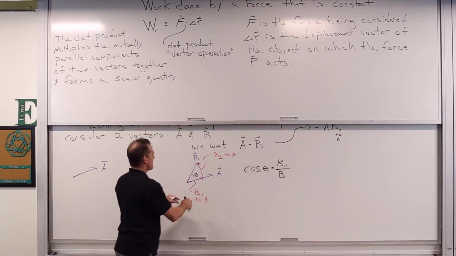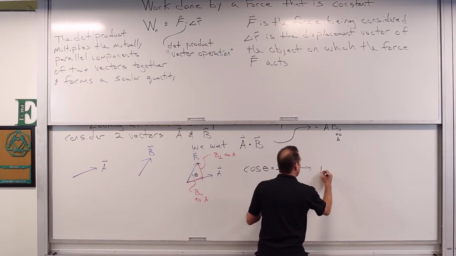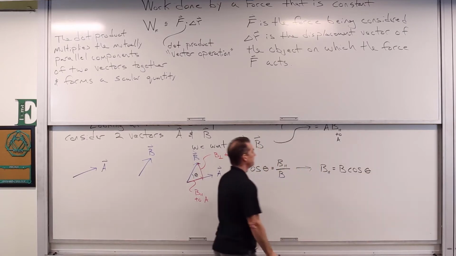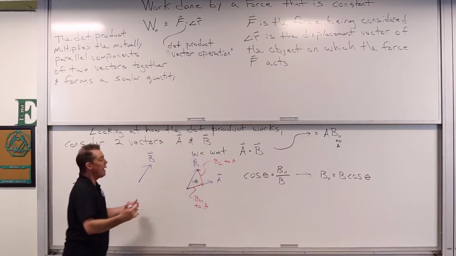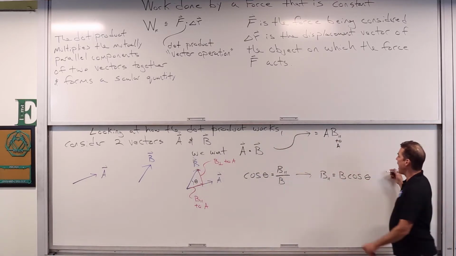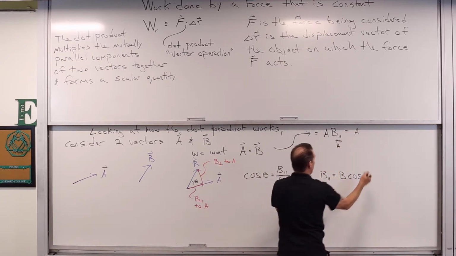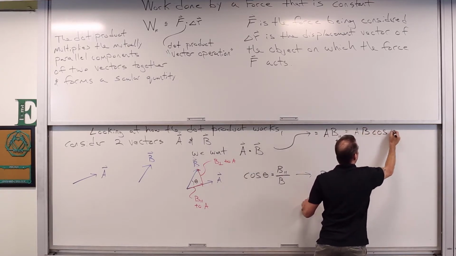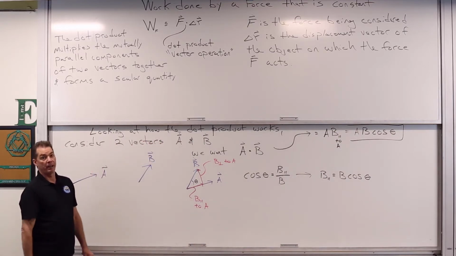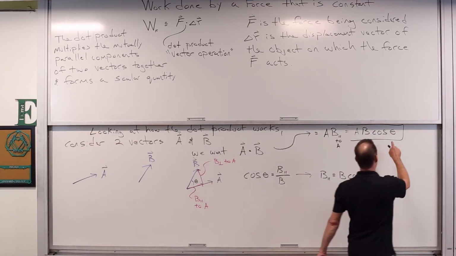Where that B parallel is parallel with respect to A. So what do we get out of this? Well, we can write this then. B parallel is equal to B times the cosine of theta. So what does that allow us to do? Well, it allows us to write the dot product of A and B as A, then B parallel. B parallel is B cosine theta. A B cosine theta. There we go. That's how we could represent the dot product between two vectors: the magnitude of those two vectors multiplied by the cosine of the angle between those two vectors. That's it.